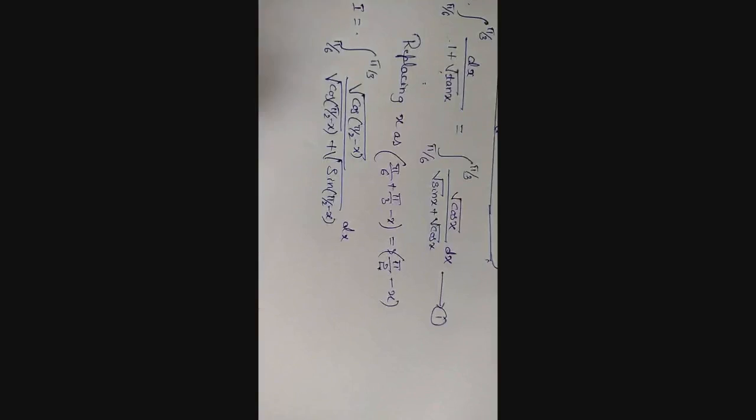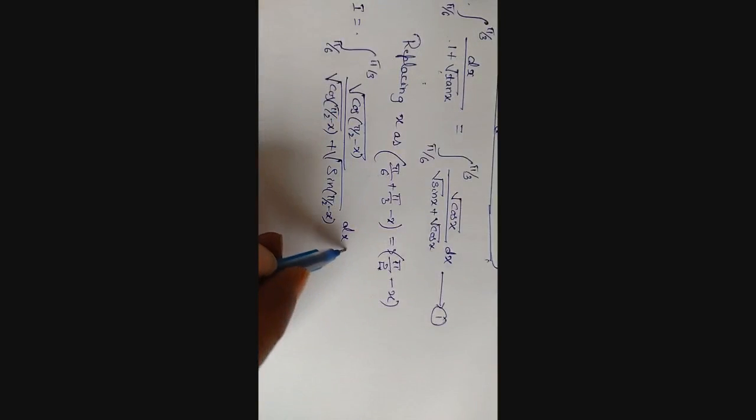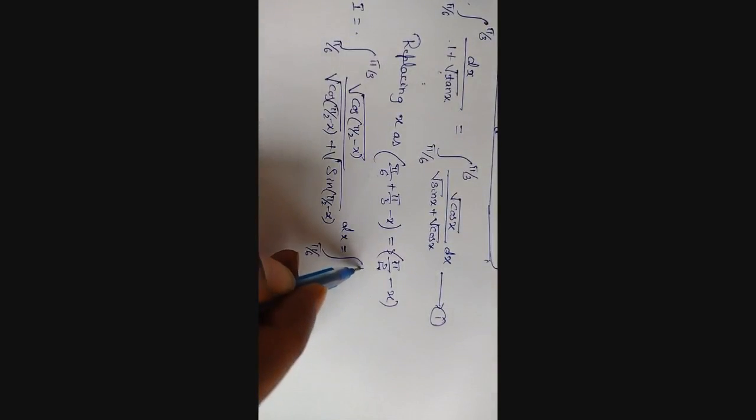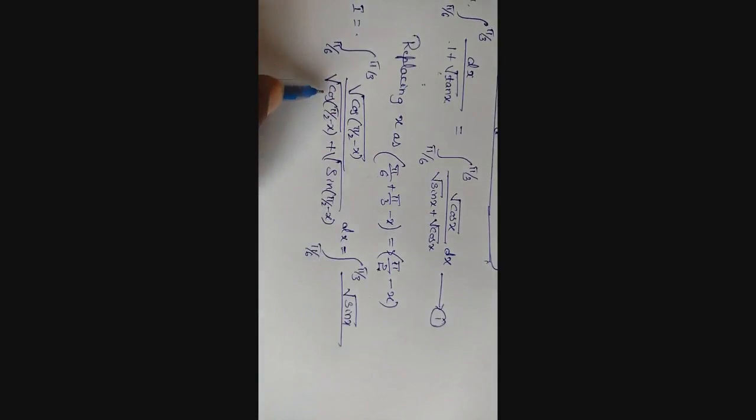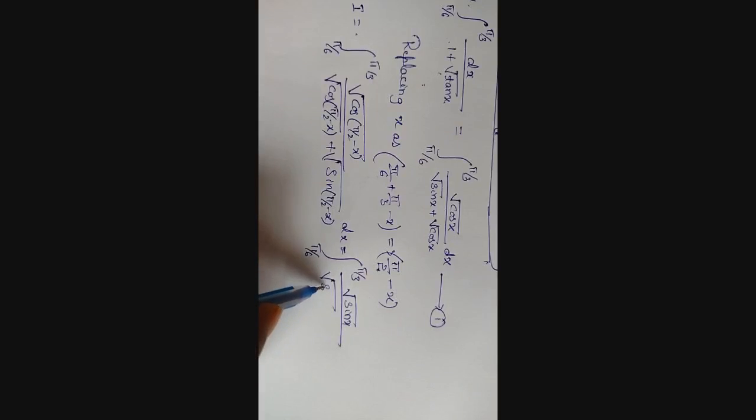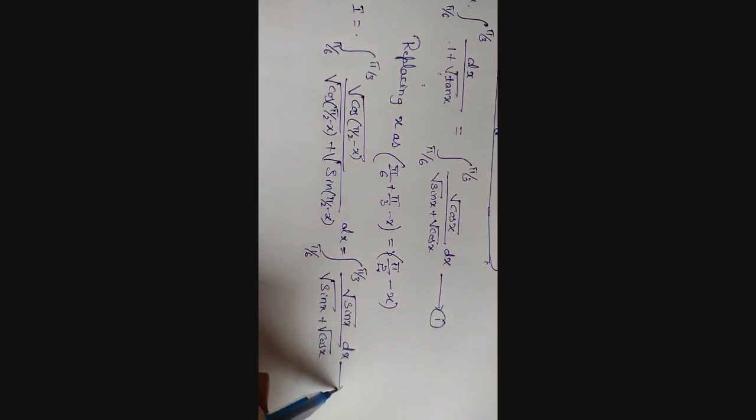Just we are taking, instead of x, pi by 2 minus x. I is equal to the integration from pi by 6 to pi by 3 of root of cos of (pi by 2 minus x), nothing but root of sin x, divided by, similarly the denominator is also, root of sin x plus root of cos x, into dx. Call it as equation number 2.